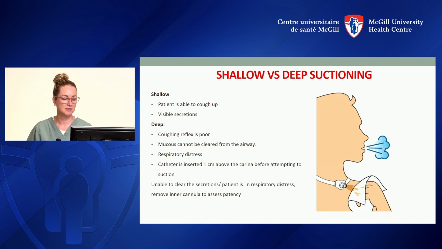Of course, if you're unable to clear the secretions and the patient's in respiratory distress, remove your inner cannula to see if there's something blocking the inner cannula and to reassess your patient. And you should always follow the tracheostomy emergency algorithm, which is available on the intranet. I would suggest you look at the algorithm at the beginning of your shift or before you have your tracheostomy tube patient, because in an emergency situation, you're not going to go run to find the algorithm. So it's a good idea just to be aware of what you need to do.